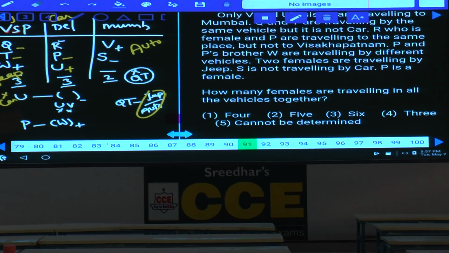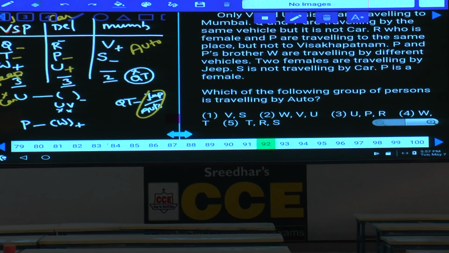Then question number 91, how many females are traveling in all the vehicles together? Q, T, P, R, S. In total we have 5 females traveling through these 3 vehicles. Then question number 92, which of the following groups of persons is traveling by auto? V and S, that is choice 1.